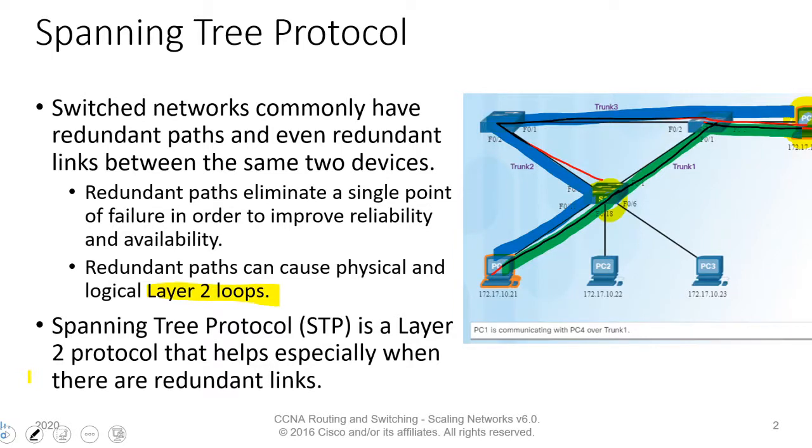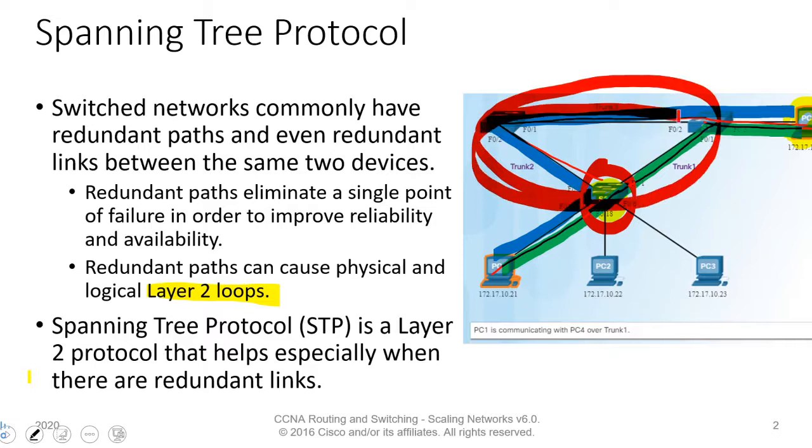For example, if something originates from here, it can go in a loop like this through the same switches. That is one of the things that we are trying to eliminate when we are having such redundant links in our network.